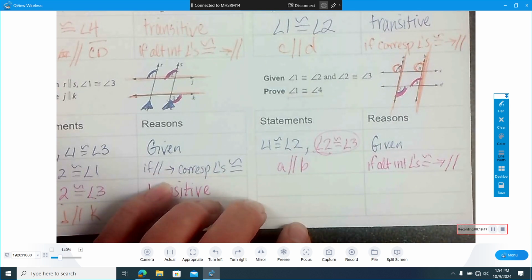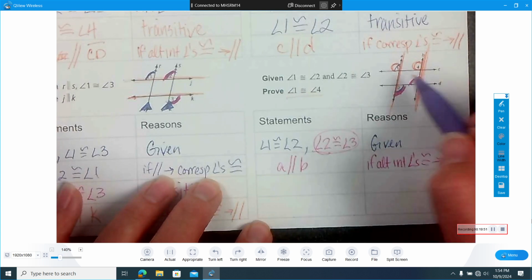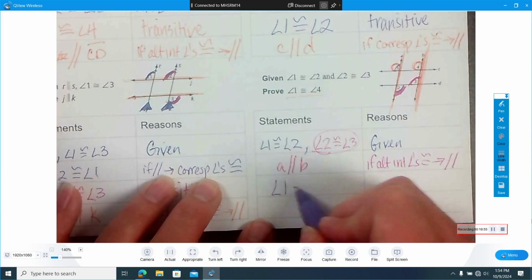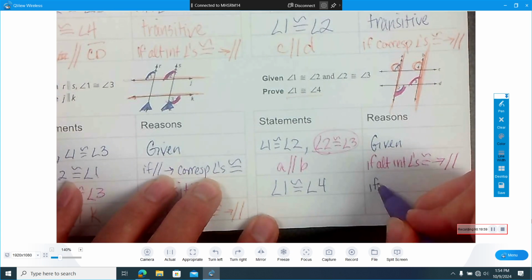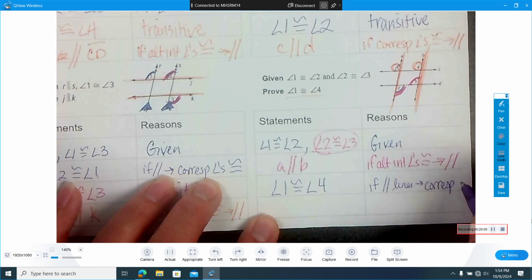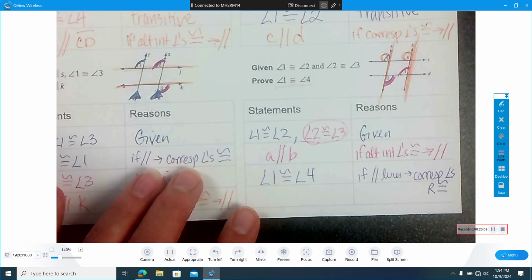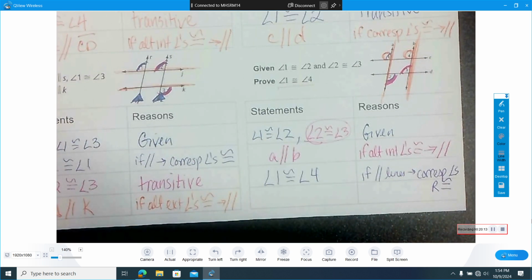So now I know right off the bat that A and B are parallel. And if A and B are parallel, what do I know? Angle 3 and angle 4 are congruent. 1 and 4. Yeah, 1 and 4 actually. Angle 1 right off the bat is congruent to angle 4 because if parallel lines, corresponding angles are congruent. So they actually gave us more information than we needed.